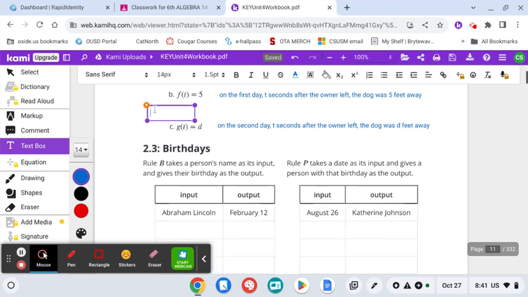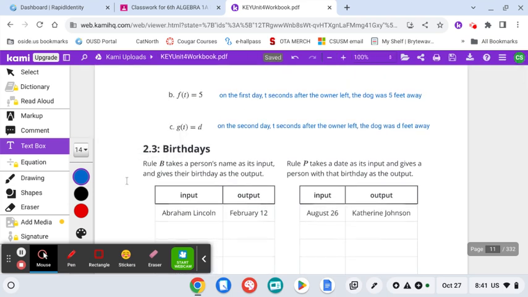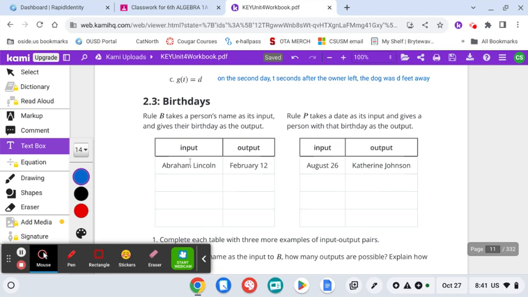Okay, so again, we're just learning how to read this new notation that we're going to be using all chapter. The final one is just looking at what designates a function. One input has only one output versus not a function. Let's look at something like birthdays, non-math related, to kind of get this concept.